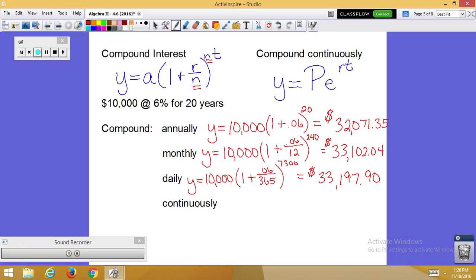Finally, we're going to compound it continuously. So I'm going to use our new formula. We still have an initial amount of 10,000. Then I have e to the power of rate times time. So on my calculator, I'm going to type 0.06 times 20, and I would have an exponent of 1.2. Okay, so now I want to type 10,000 times e to the power of 1.2. You'll notice that this just went up a few dollars, but it does give us a little bit higher amount than if we compound it daily. You should get $33,201.17.